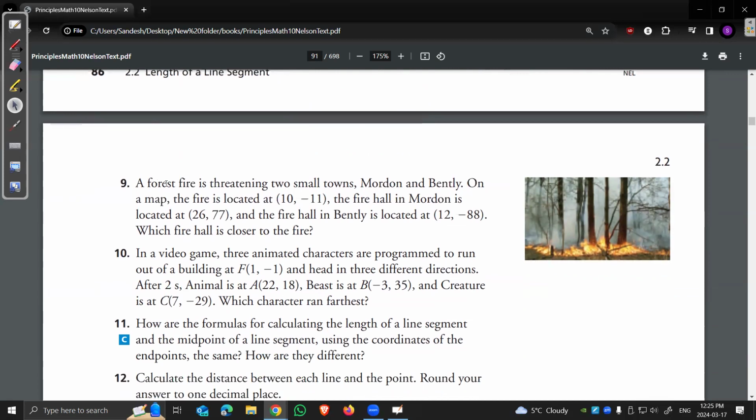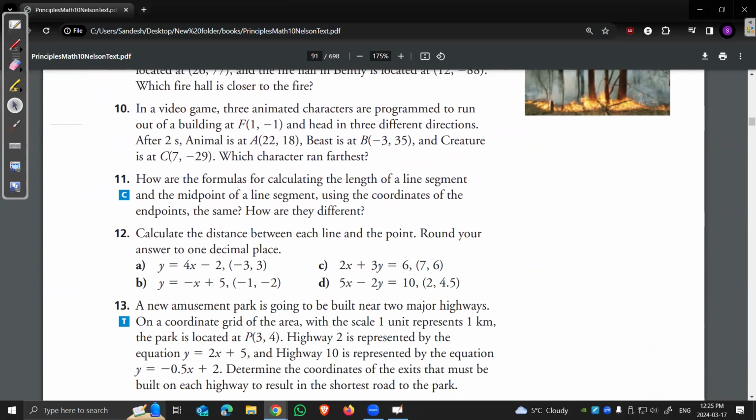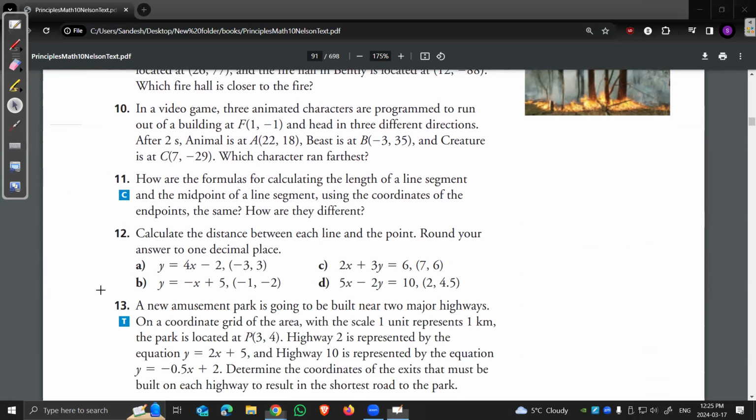All of these are just straight up distance formulas. We will do this question.